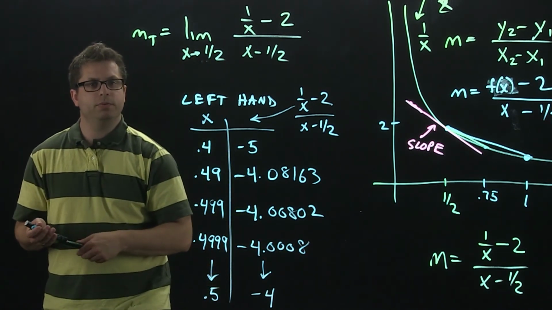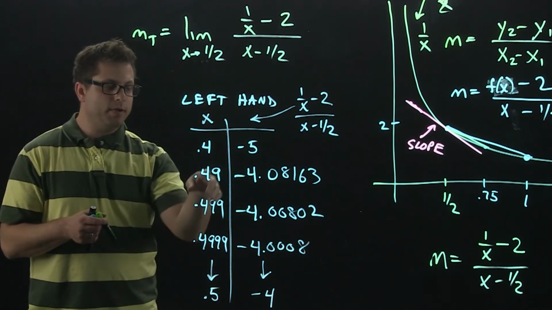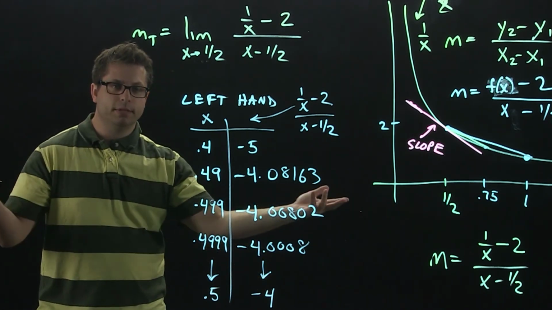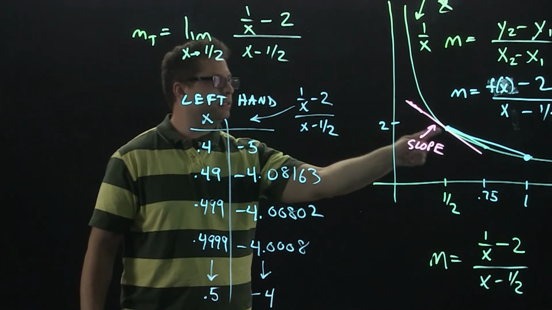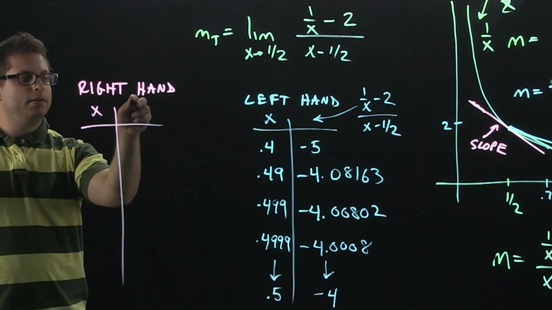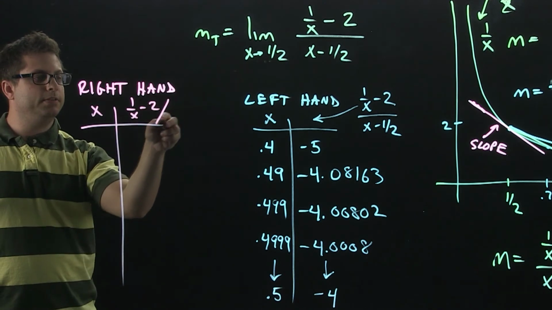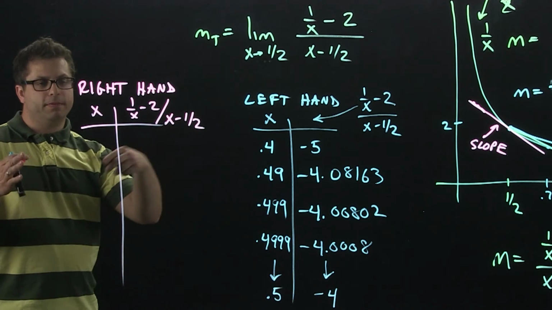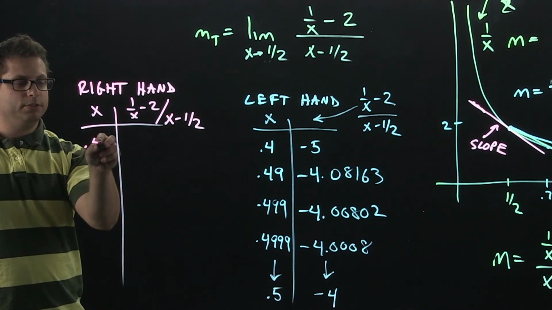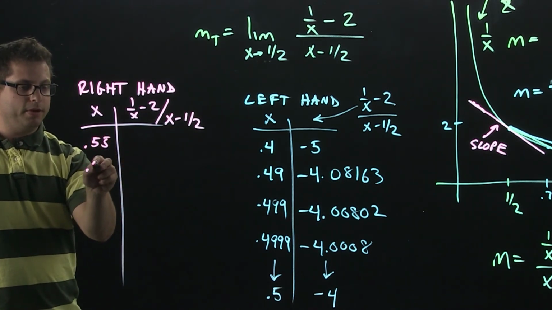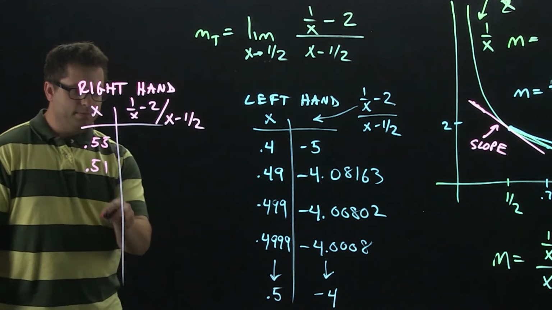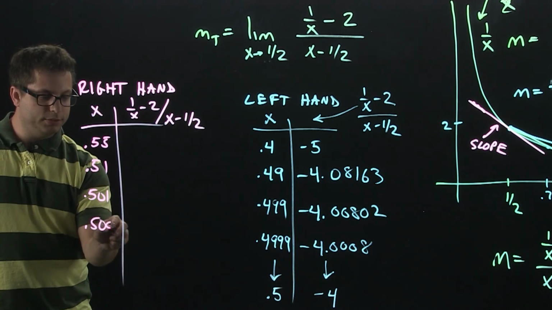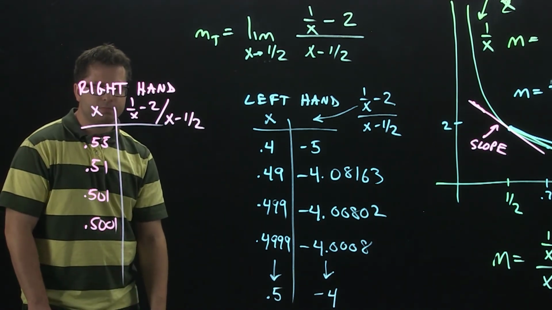Let's confirm this by doing the right-hand limit. So x will approach 1/2 from the right-hand side. If we also get -4, then we can conclude the slope of this line is -4. That's going to be 1 over x minus 2 divided by x minus 1/2. Since we're coming from the right of 0.5, we'll do 0.55, 0.51, 0.501, and 0.5001. I think that will be good.